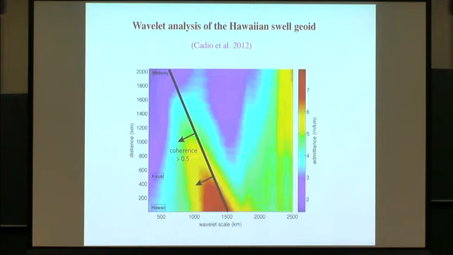So what that suggests is that the compensating density anomaly for the Hawaiian swell is gradually moving upward as you move northwestward along the swell. And that means, presumably, that there's lithospheric thinning going on, so that the light material is effectively at a higher elevation.